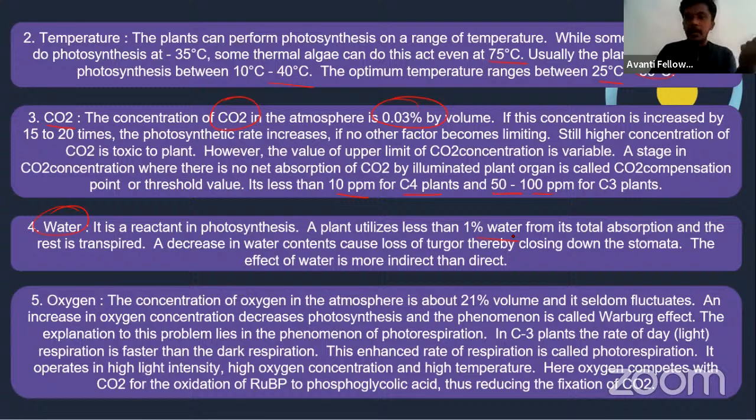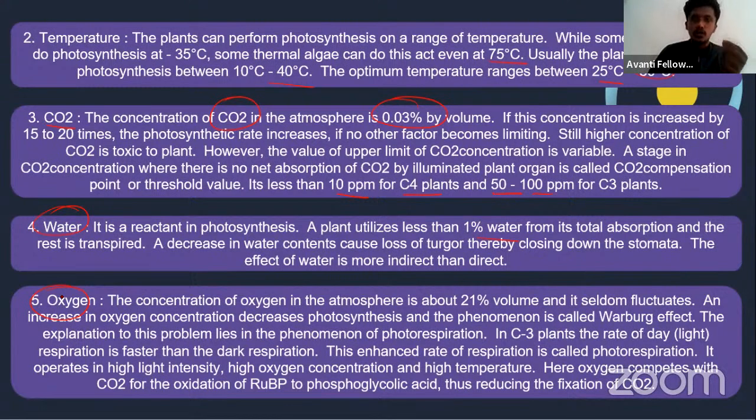Why water? Because water increases the turgidity, which increases the exposure of leaves to sunlight, and then it indirectly supports photosynthesis. Next one is oxygen. The oxygen concentration is higher in the atmosphere, and it also plays an important role when it comes to the rate of photosynthesis.